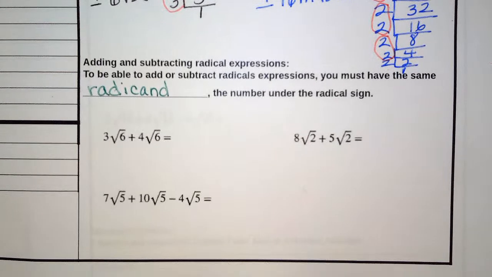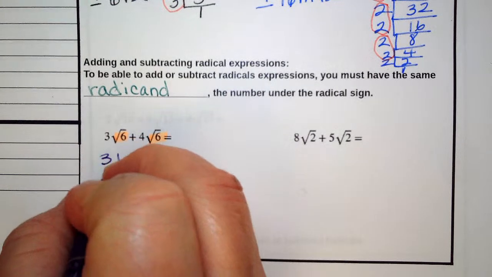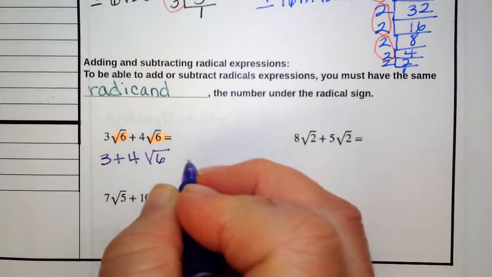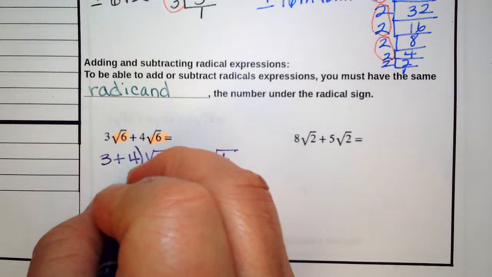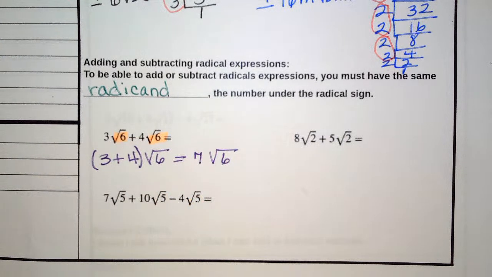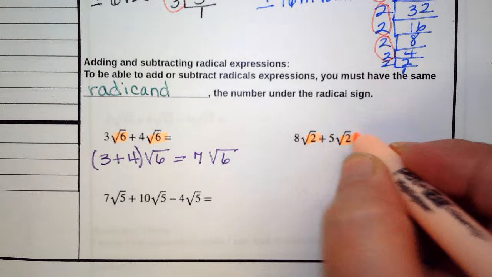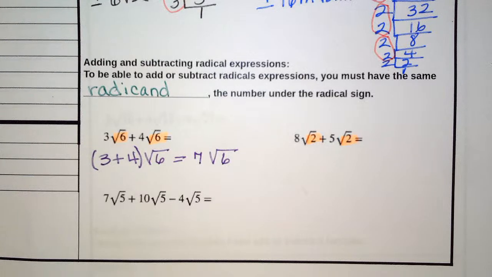So let's look at the first one. I am looking at that number underneath the radical. Is it the same? Yes. So I will just simply add 3 plus 4, square root of 6. That means it's 7, square root of 6. You add those numbers in front. Can you do the next one on your own? Step 1, are those radicands the same? Yes, they are. Now what?